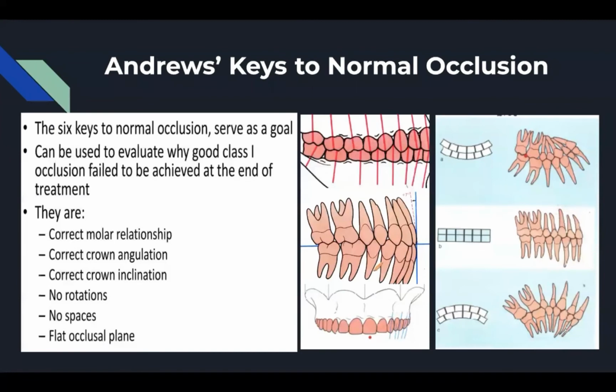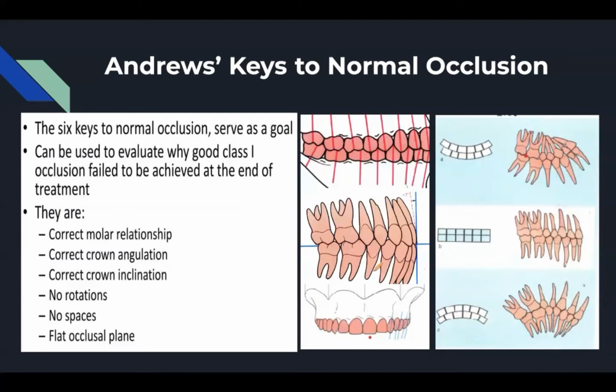How often do we see this ideal occlusion? Very rare. Even people who have perfect teeth do not necessarily have an ideal occlusion. Also, you should be very familiar with Andrews' keys to normal occlusion. They define the same things we described earlier in six points: if you want a normal, ideal occlusion, we need six keys to be fulfilled.